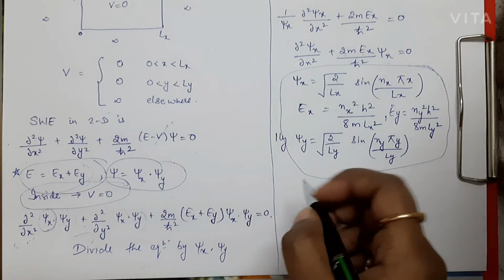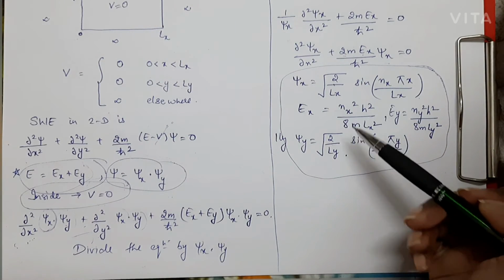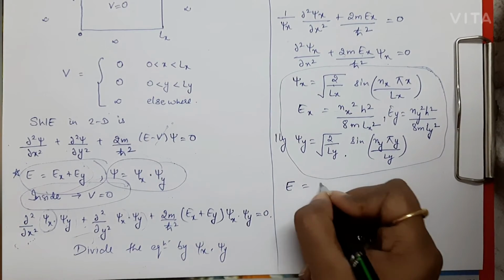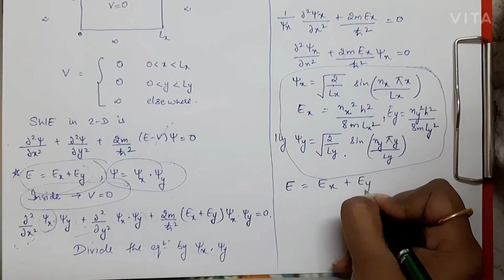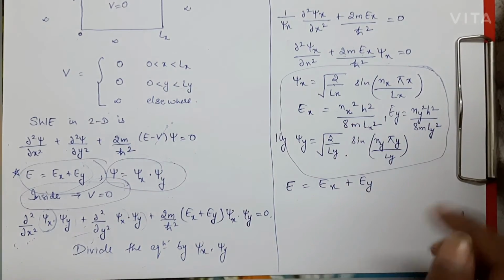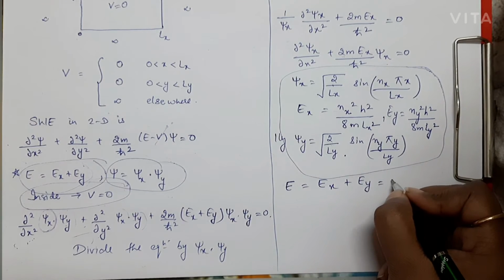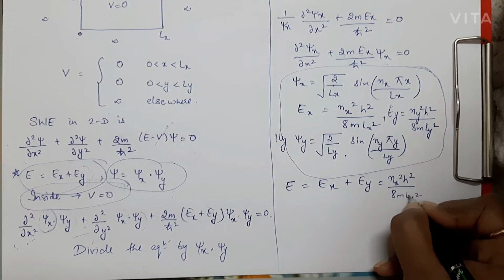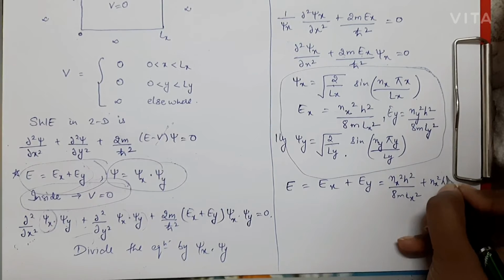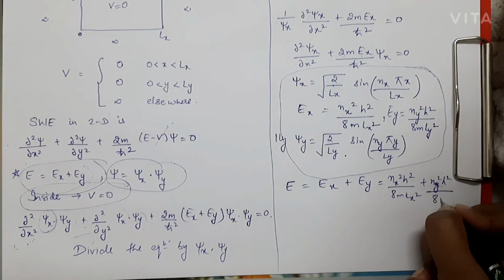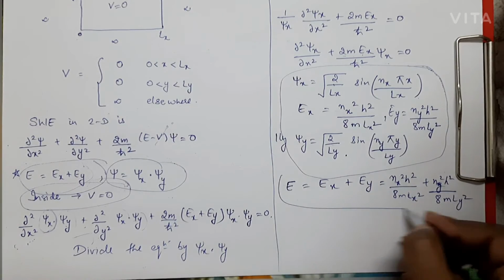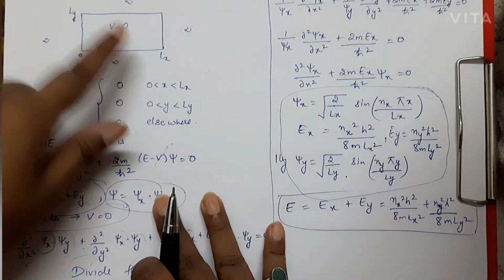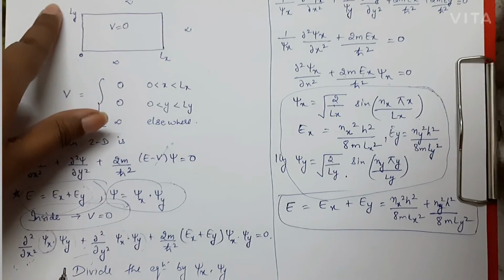Now psi is equal to psi x into psi y, and E is equal to Ex plus Ey. Remember that. If we want to find the overall energy, it is going to be equal to Ex plus Ey, the summation of these two values. So that is equal to nx square h square by 8m Lx square plus ny square h square by 8m Ly square. This will be the overall energy, in the case of a two-dimensional box in which Lx and Ly, the lengths along the x and y axes, are different.